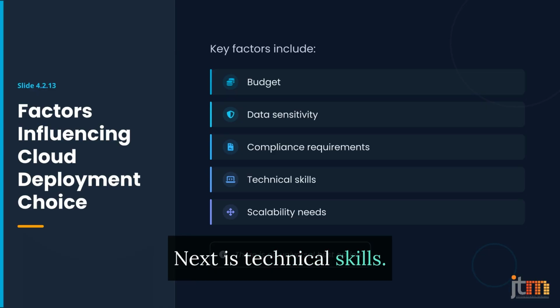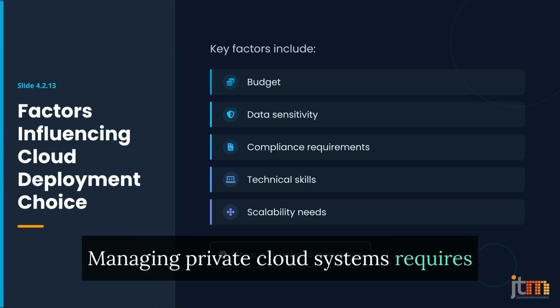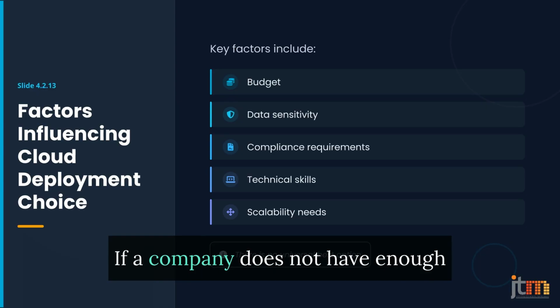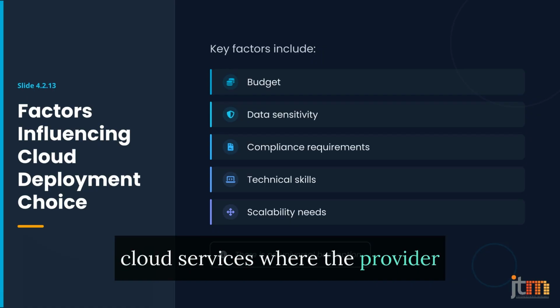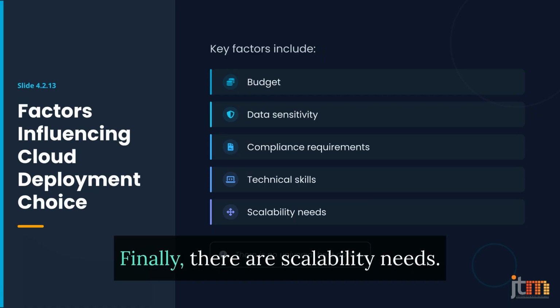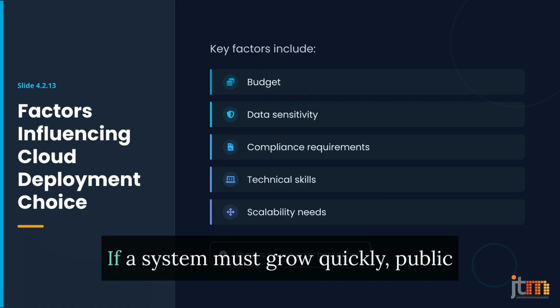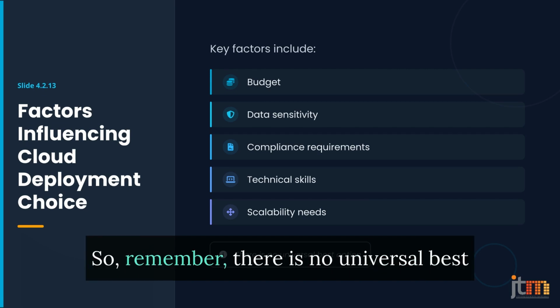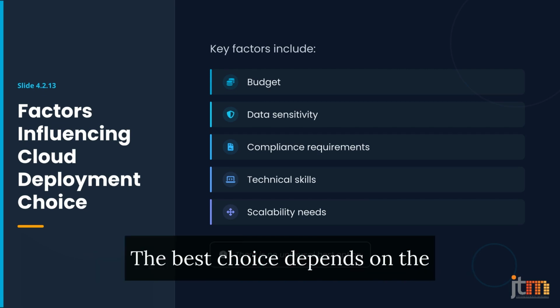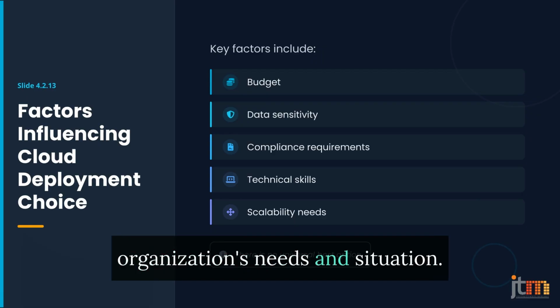Next is technical skills. Managing private cloud systems requires skilled IT teams. If a company does not have enough technical expertise, it may prefer public cloud services, where the provider manages most of the infrastructure. Finally, there are scalability needs. If a system must grow quickly, public cloud is often easier to scale. So remember, there is no universal best option. The best choice depends on the organization's needs and situation.